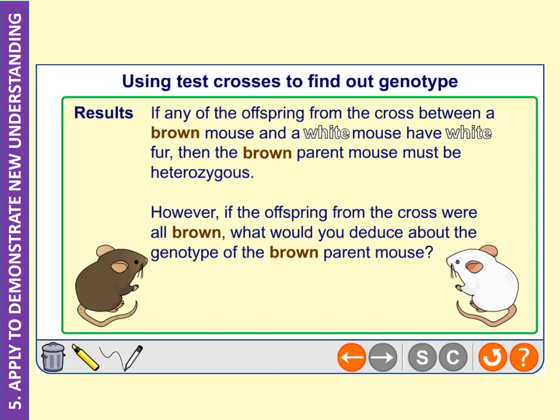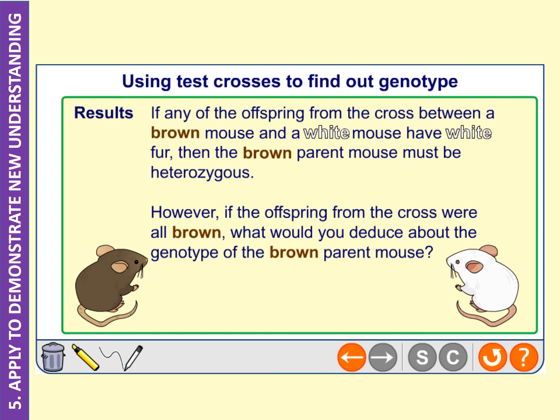So, if any of the offspring from the cross between a brown mouse and a white mouse have white fur, then the brown parent must have been heterozygous. That's big B, little w. However, if all of the offspring from the cross are brown, you're likely to believe that the genotype of the brown parent mouse was big B big B.